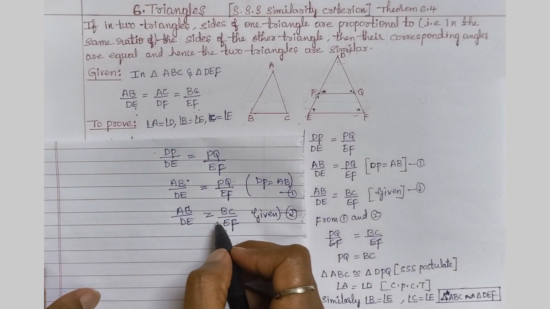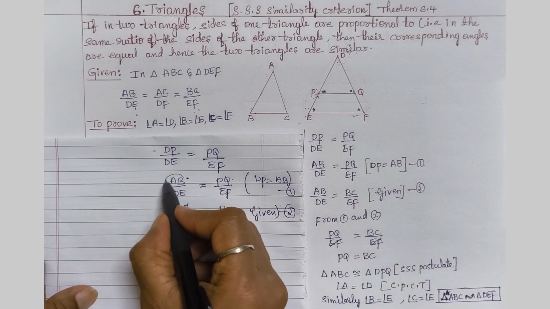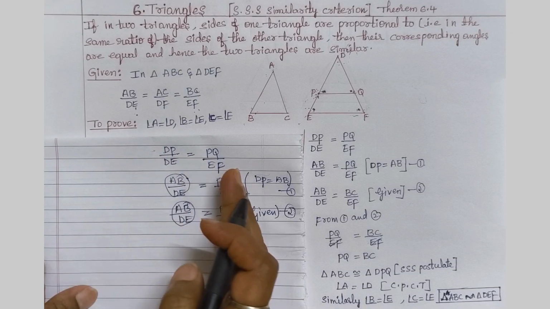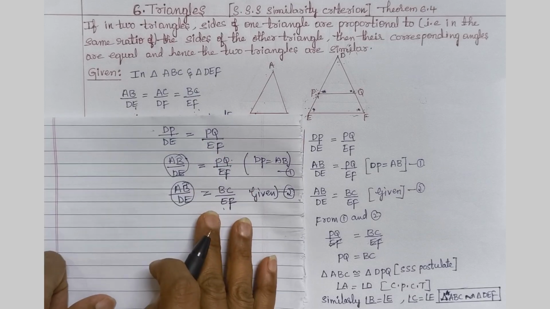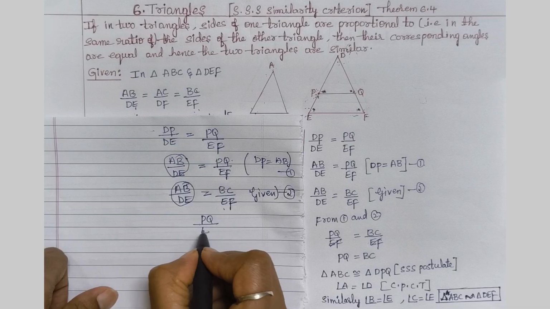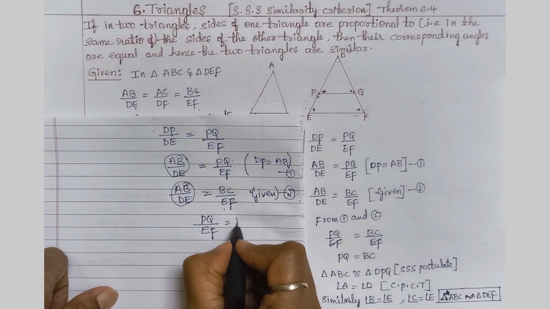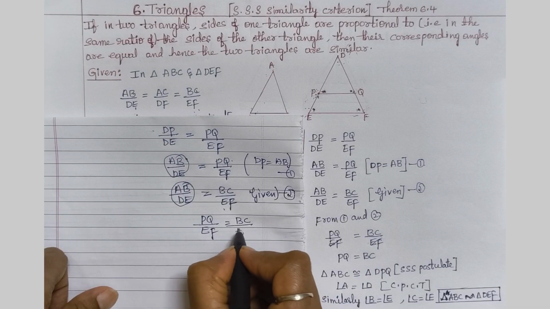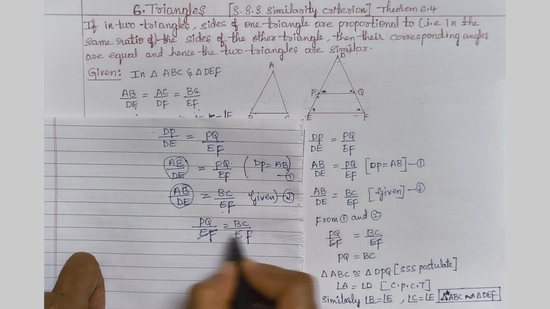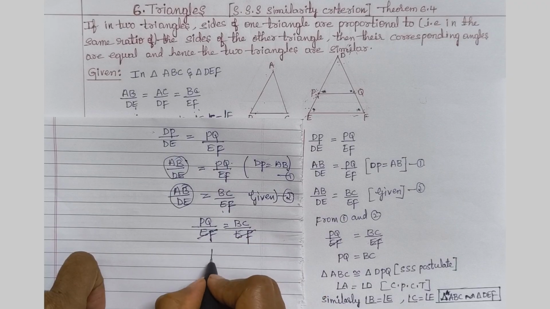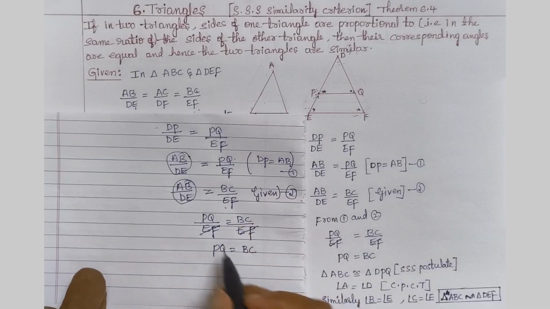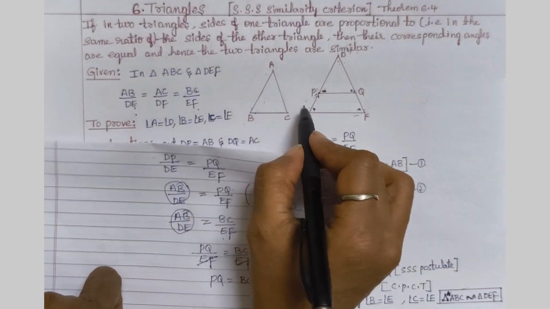Now you observe the first equation and second equation carefully. Here AB by DE, here also AB by DE is there. The left hand side is equal. Now you can take the right hand side. Try to understand, PQ by EF equal to BC by EF. From equations 1 and 2 you are getting this equation. Now see, EF cancels. What did you get? PQ equal to BC. Now you got PQ equal to BC.